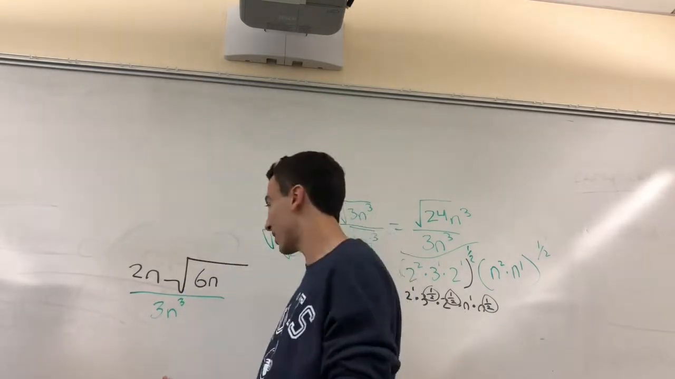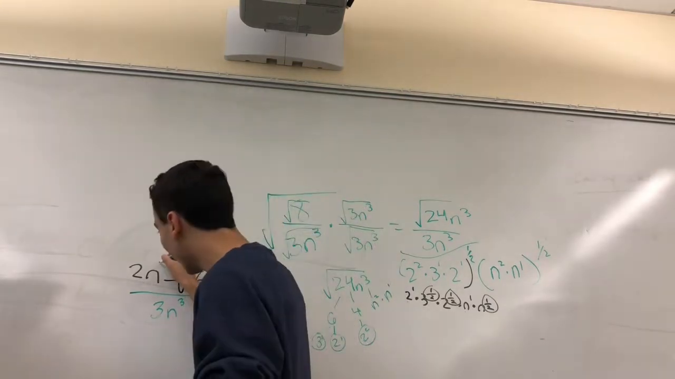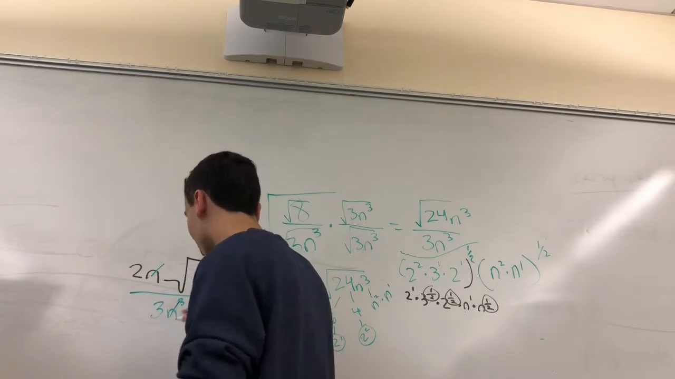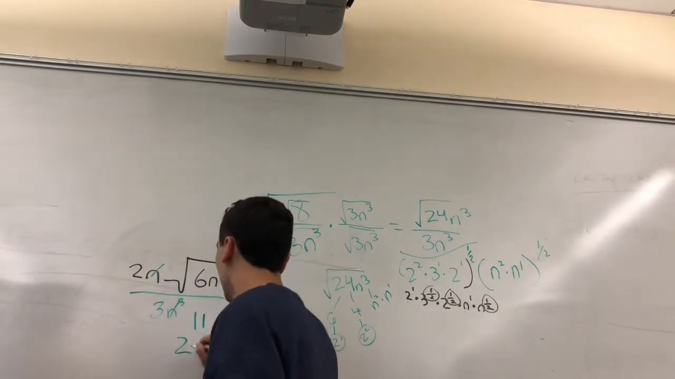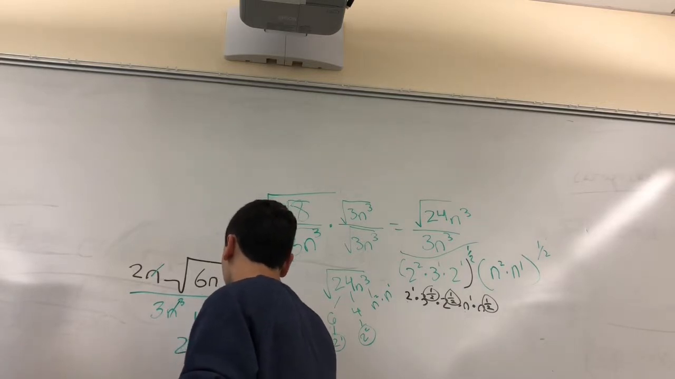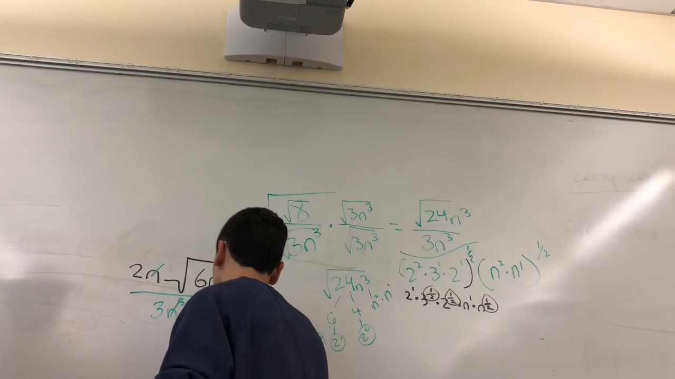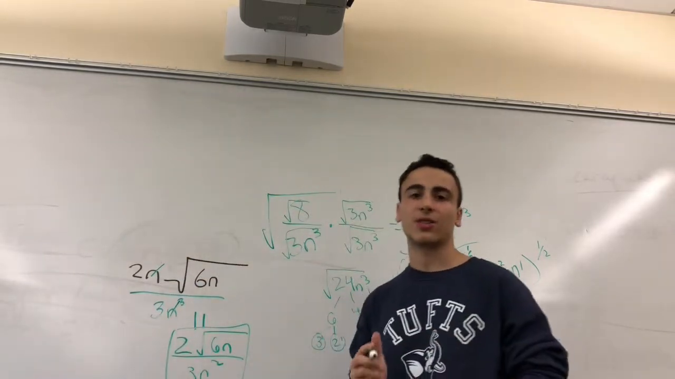And now what you want to do, see? You have an n on the outside, an n here. So you can simplify it even more. Cross out the n, cross out the n, not the cube, just the n. And it'll equal, as a final answer, 2 square root 6n over 3n to the second. And this here is your most simplified answer.